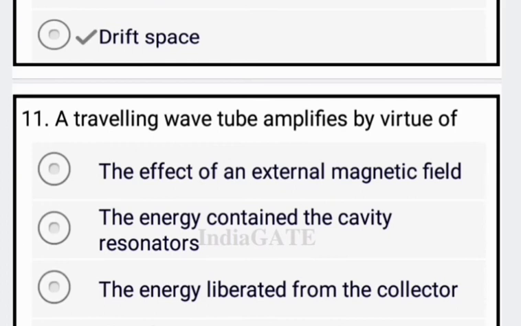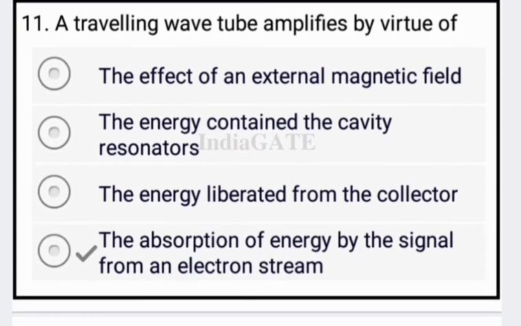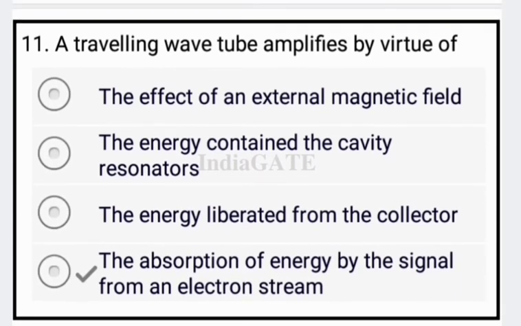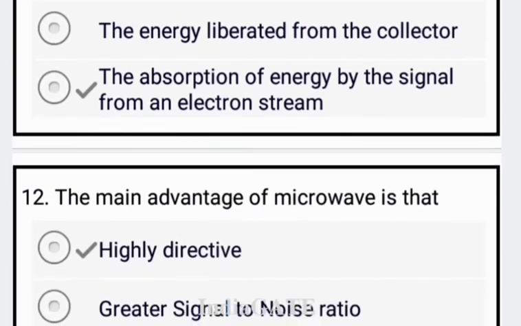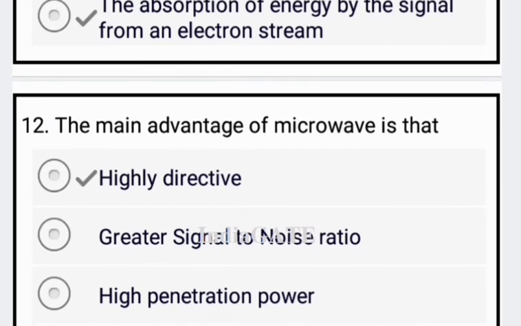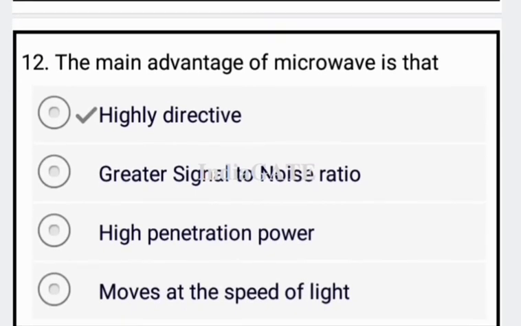Next question, a traveling wave tube amplifier with virtue of a. So the correct answer for this question is option D, the absorption of energy by the signal from an electron stream. Next question, the main advantage of microwave is that it is highly directive. Option A is your correct answer.